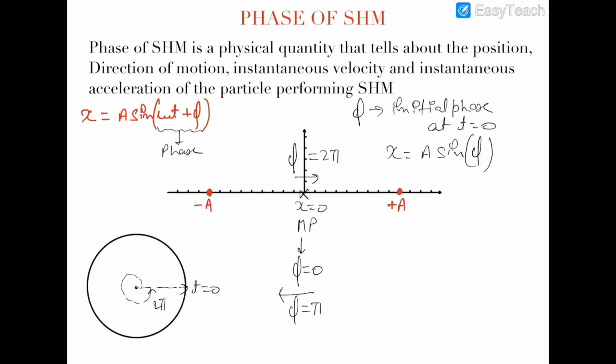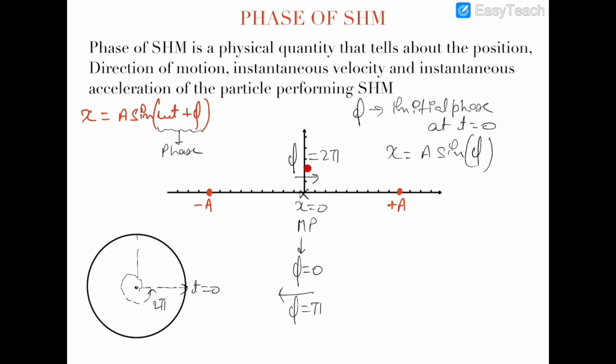Now when the particle moves to plus a, from this position to plus a, we compare this as 1/4 cycle, because if one complete cycle is this, then this would be 1/4 cycle.